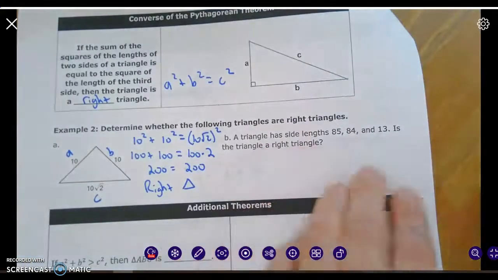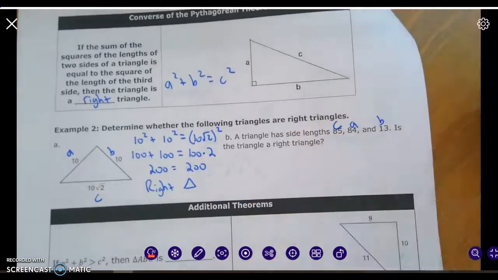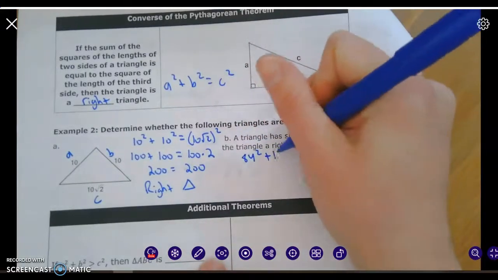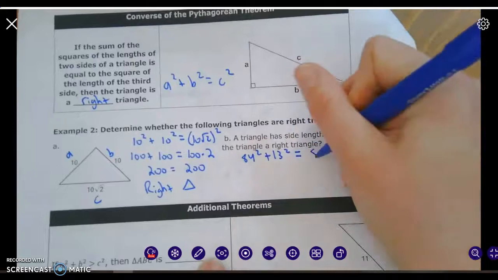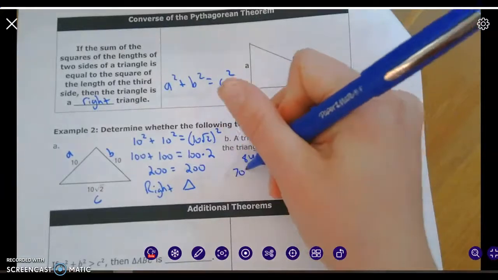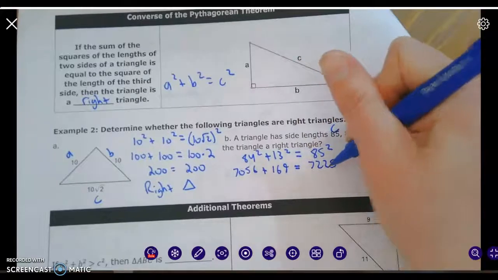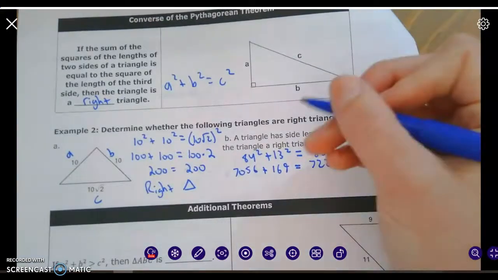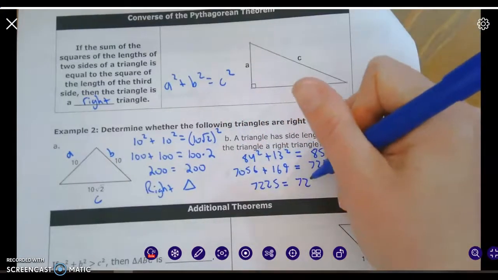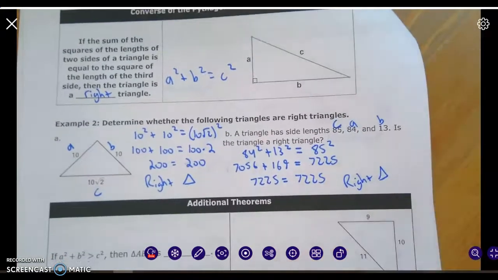Okay, looking at example B, the longest side, 85, is going to be C, and then A and B are the two smaller sides. So we're going to take 84 squared plus 13 squared and see if that is equal to 85 squared. So we get 7,056 plus 169 equals 7,225. So if we add those up, we get 7,225 equals 7,225. So this is another example of a right triangle.